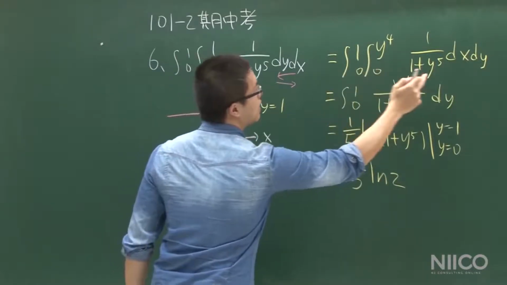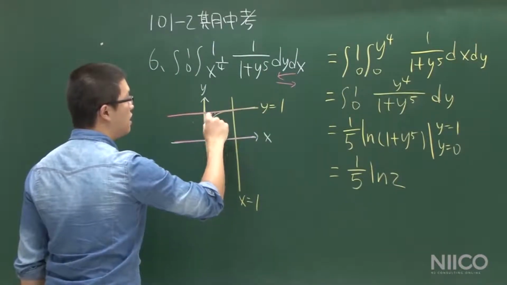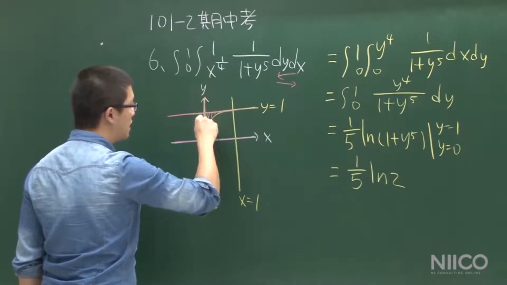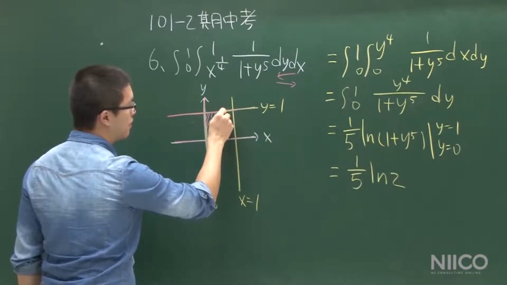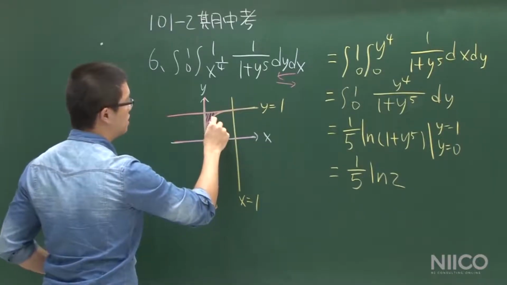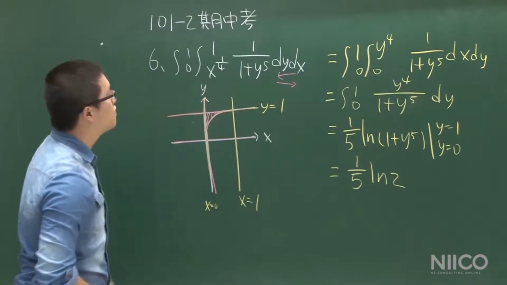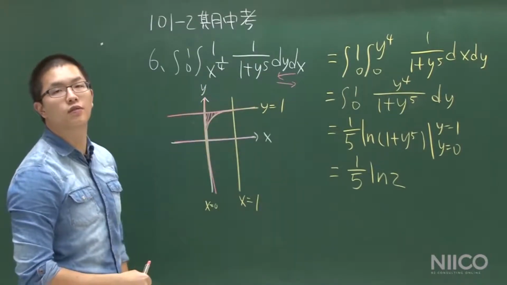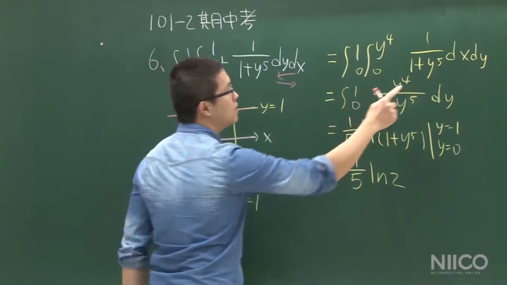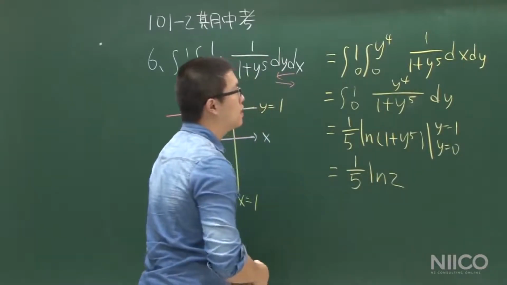In our original formula, x is bounded by two constants. Now we want to change such that y is bounded by two constants. So we can see that y goes from 0 to 1, and x goes from 0 to y to the fourth, because y is equivalent to x to the power of 1/4. So there we go, we have a new boundary: y is from 0 to 1 and x is from 0 to y to the fourth.